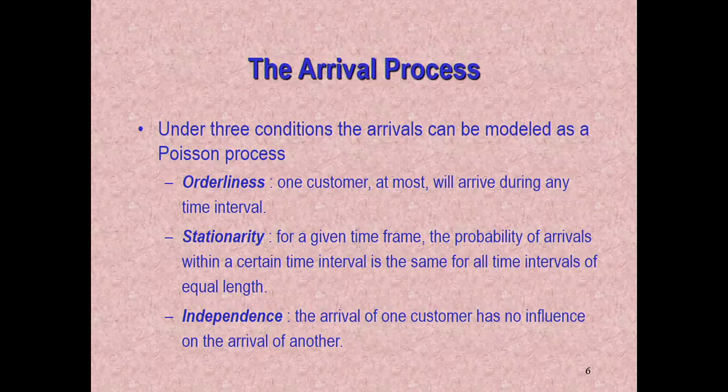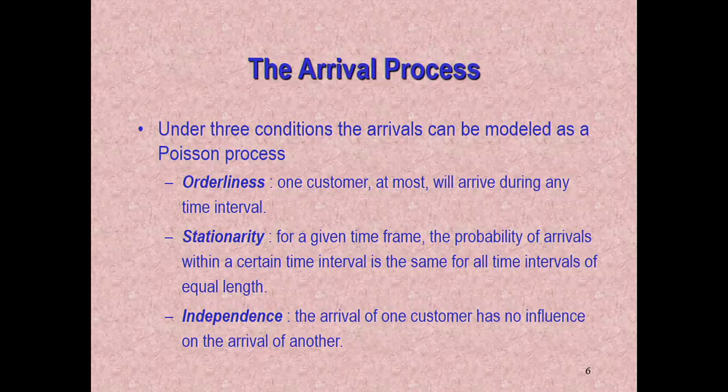And there are 3 characteristics for it to be under that process. One customer at most will arrive during any time interval. So you're saying, well, that doesn't make sense. I could walk in with my significant other and there's 2 people arriving, but if you slice the time interval small enough, you don't exactly arrive at the same time. Second, stationary. For a given time interval, the probability of arrivals within a certain time interval is the same for all time intervals of equal length.